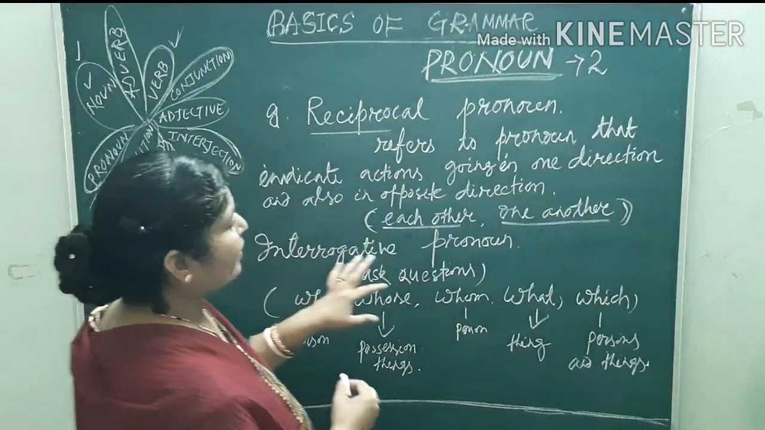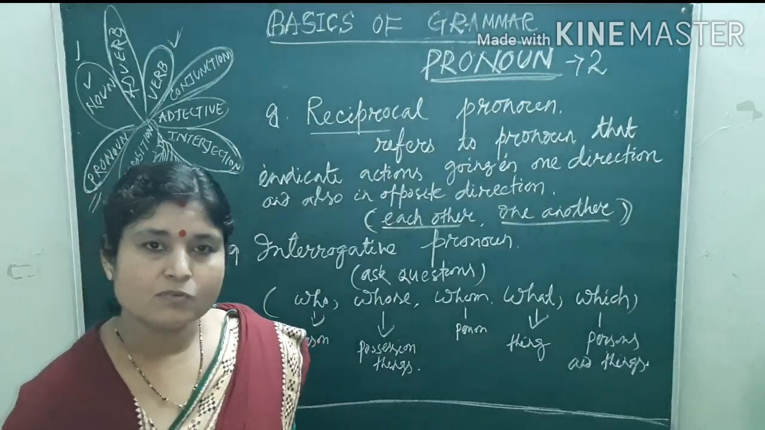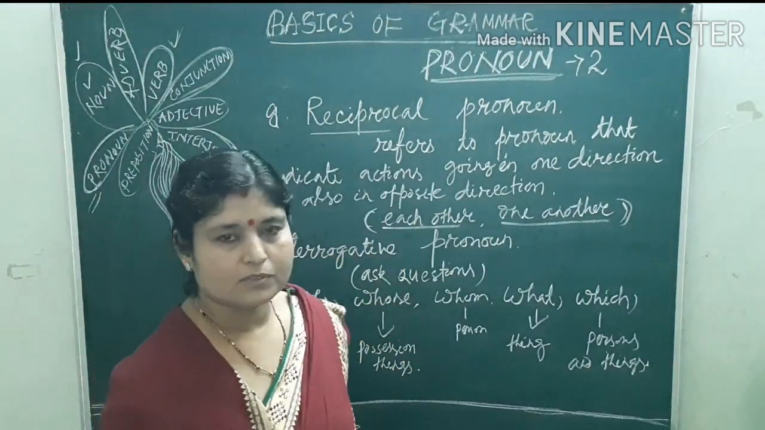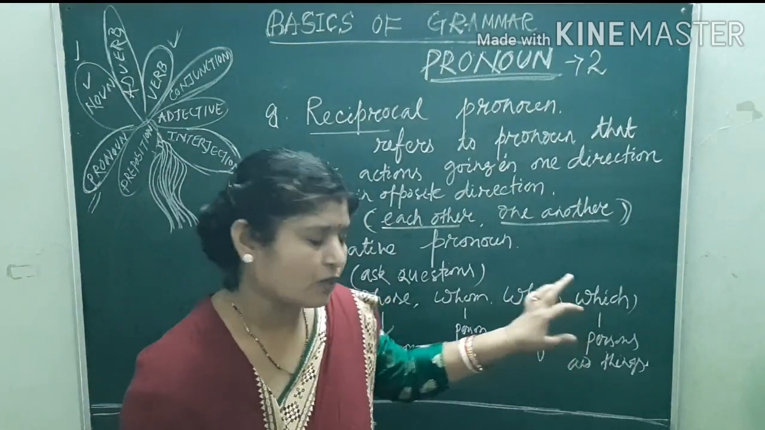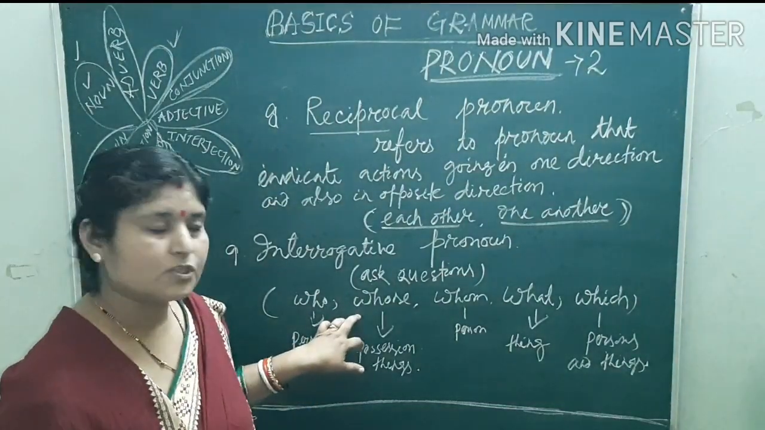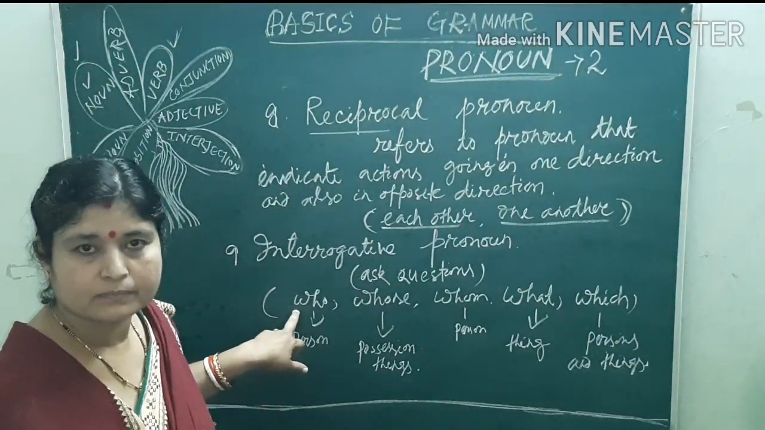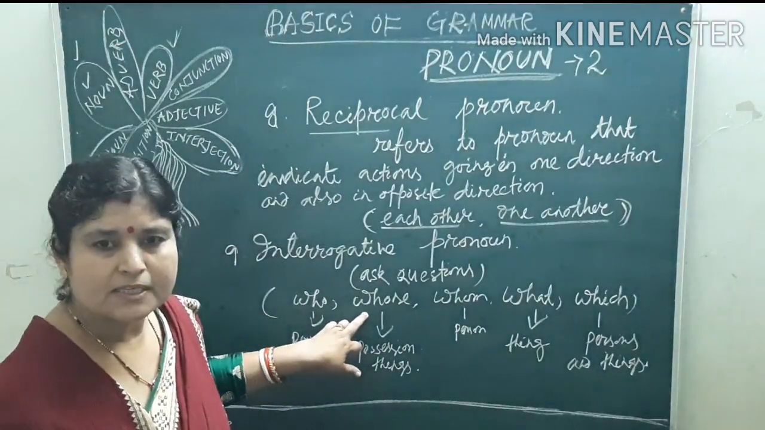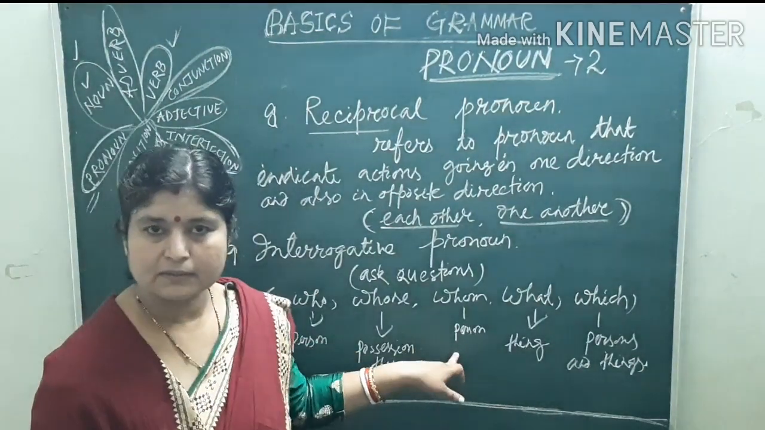Then comes our interrogative pronouns. Interrogative means question. The pronouns which are used to ask questions are known as interrogative pronouns. They are who, whose, whom, what and which. As we know, who is always used with a person, and whose is used with possession. For example: Who is he? Who is she? Who are you? Whose son is he? Then whom, which is also used with a person.